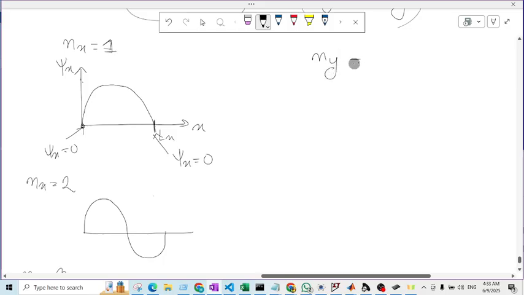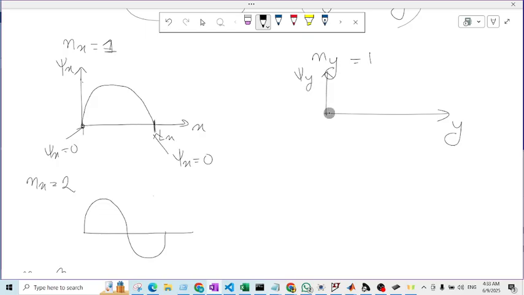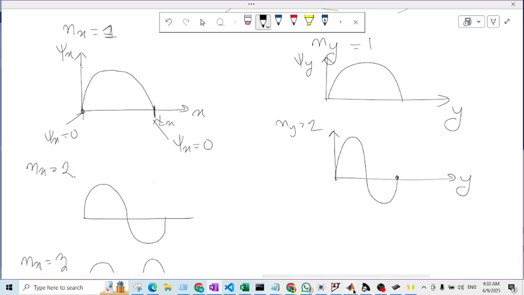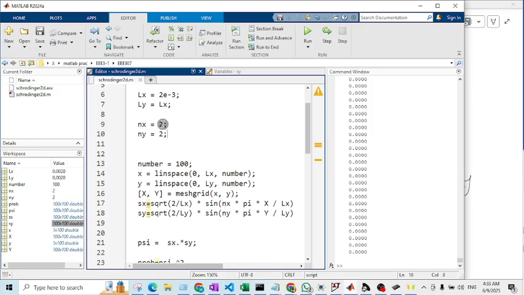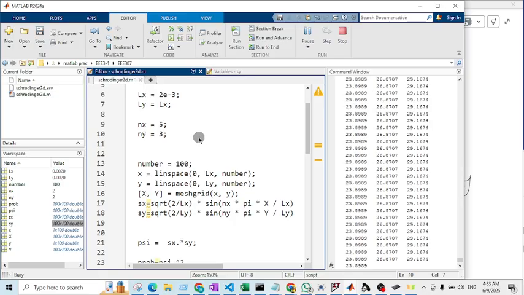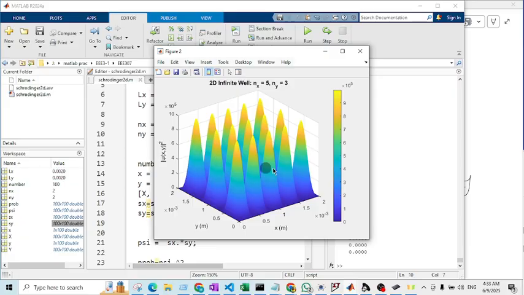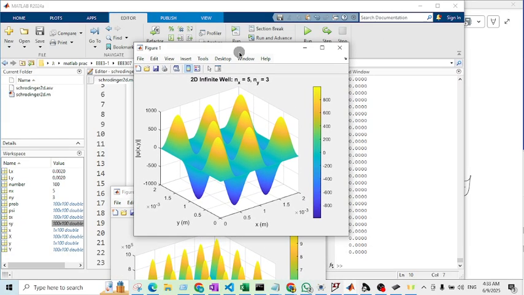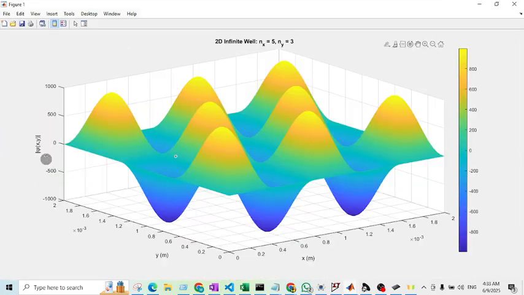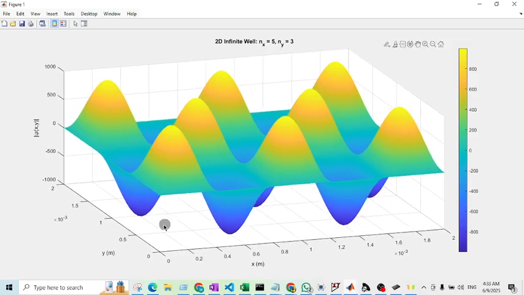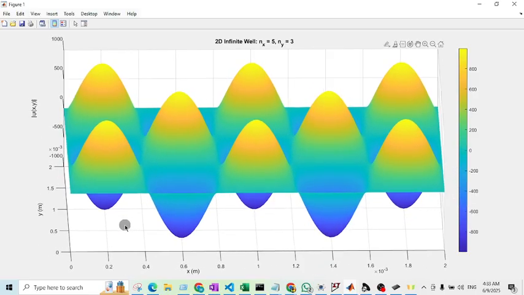If ny is equal to 1, I will get psi y that looks like this, and if ny is equal to 2, I will get this. Okay, so let's do this again for nx is equal to 5 and ny is equal to, let's say, 3, and let's see. Okay, so this is psi x.